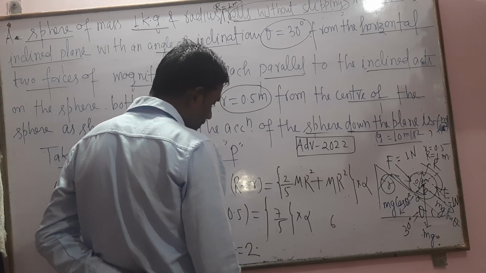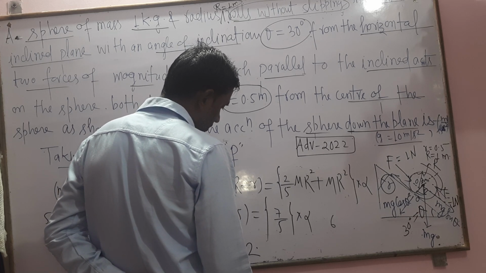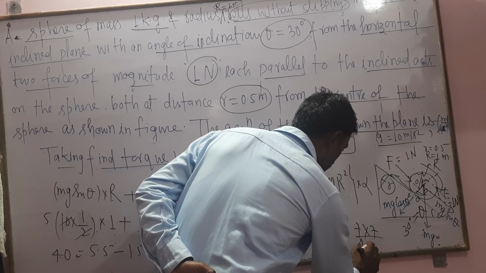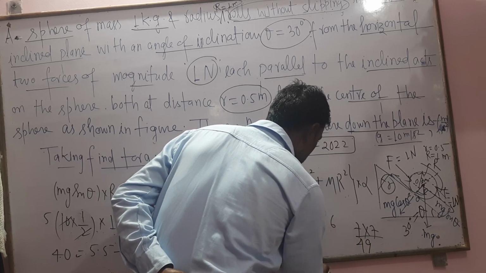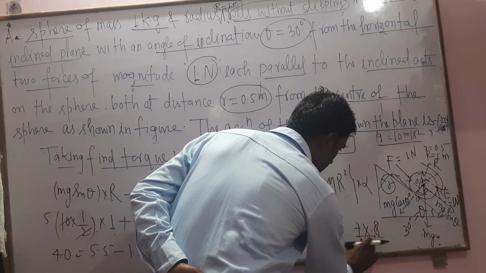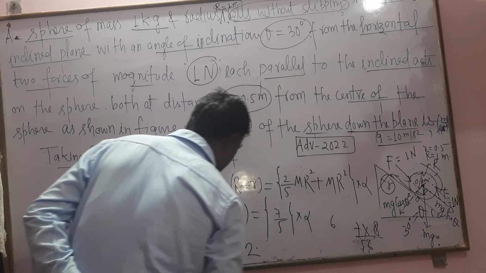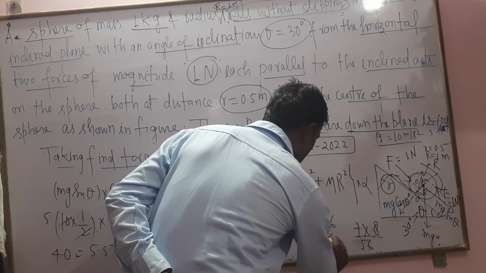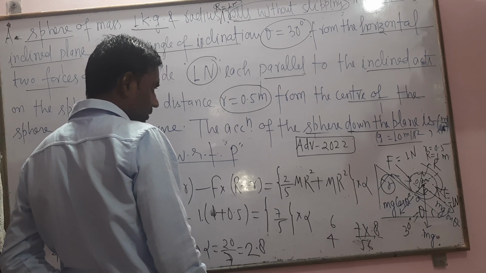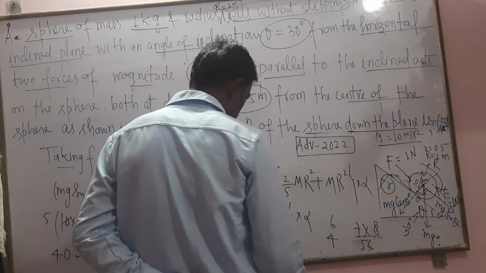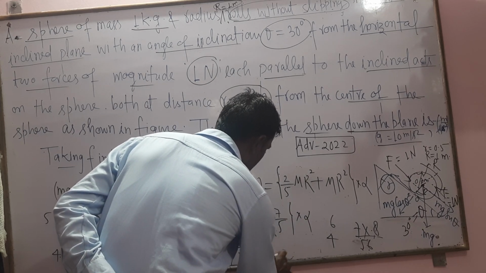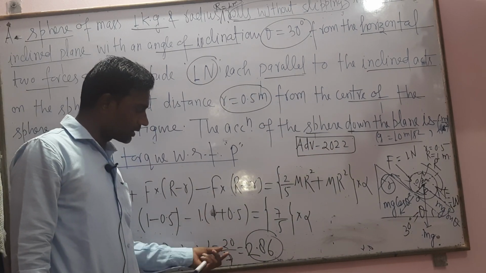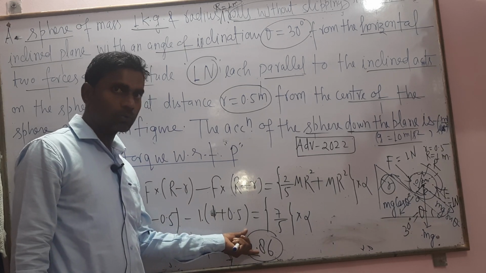Working through the long division of 20 by 7, we get approximately 2.86. So the value of alpha is approximately 2.86.